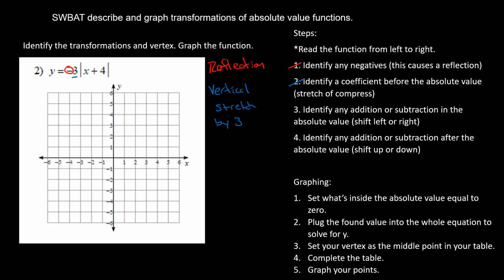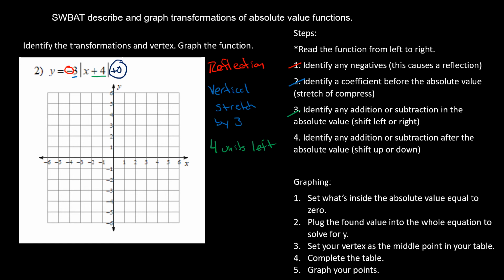The next step says identify any addition or subtraction in the absolute value. Well, I have that +4. So remember, it's always the opposite of that. So we're going to go 4 units to the left. And then the last bit says identify any addition or subtraction after the absolute value. Well, when I look after the absolute value, I don't see anything there. So that means it's essentially a +0. That's important to know, because that's going to be important when we look at our vertex.